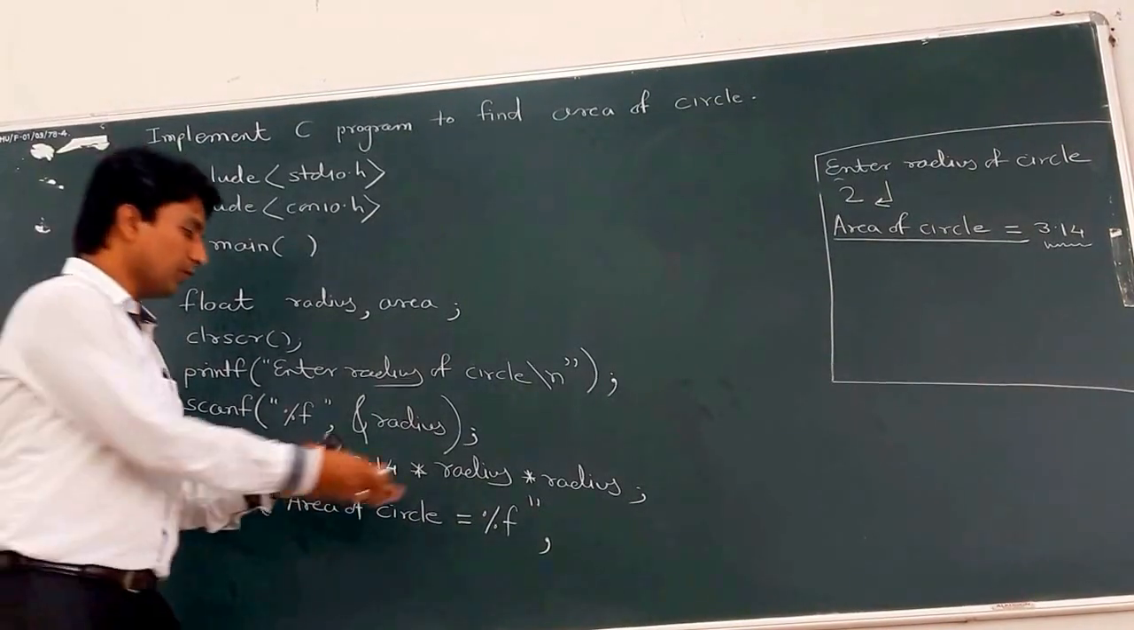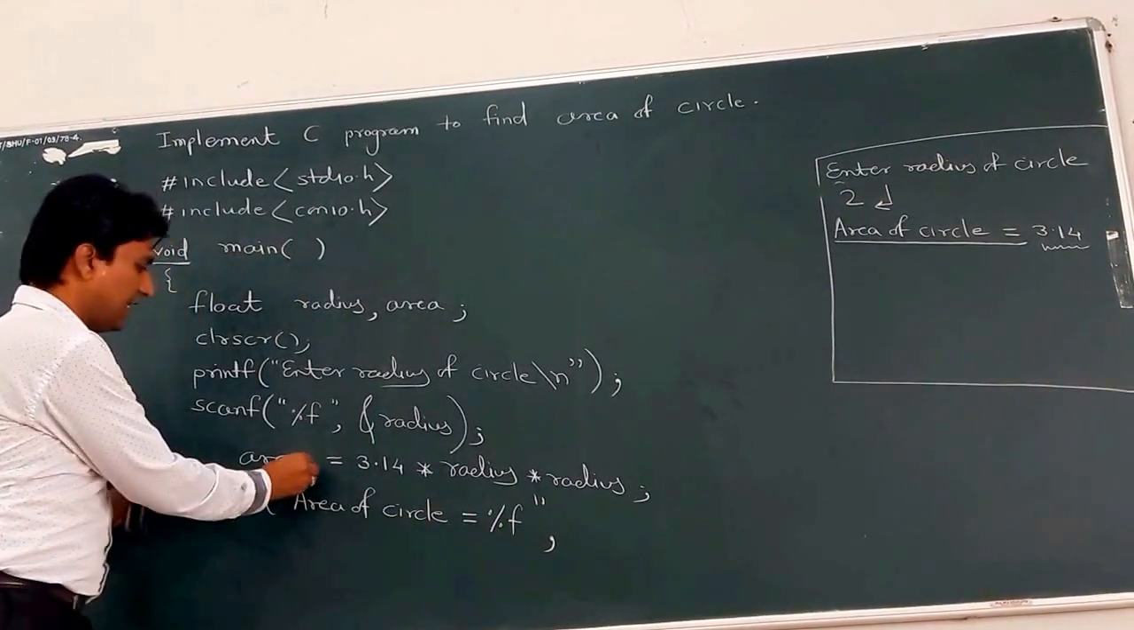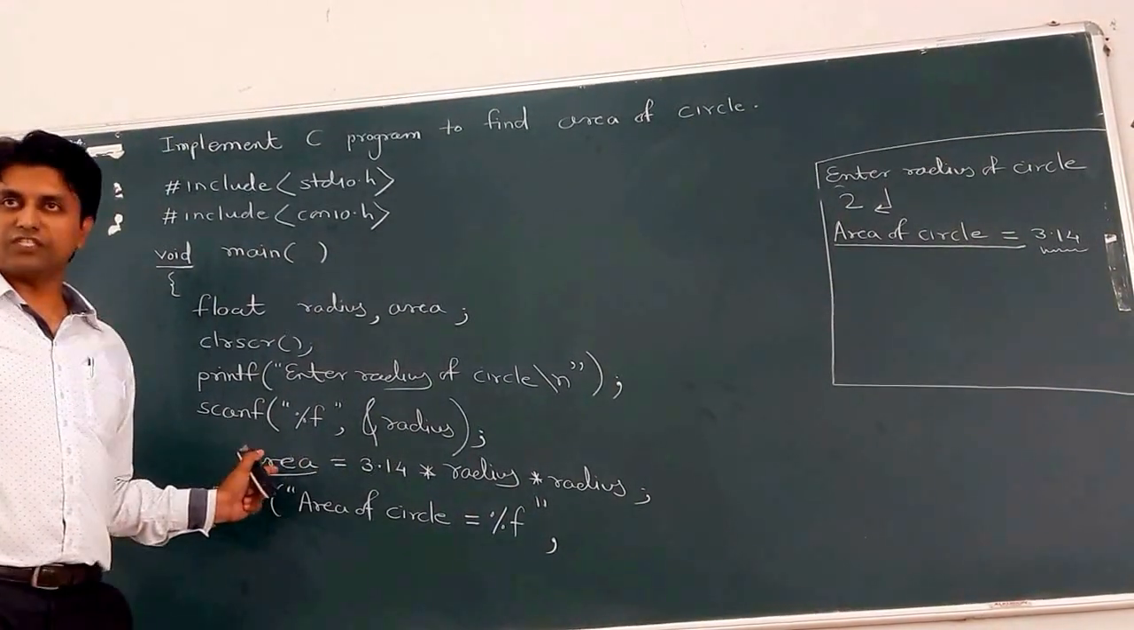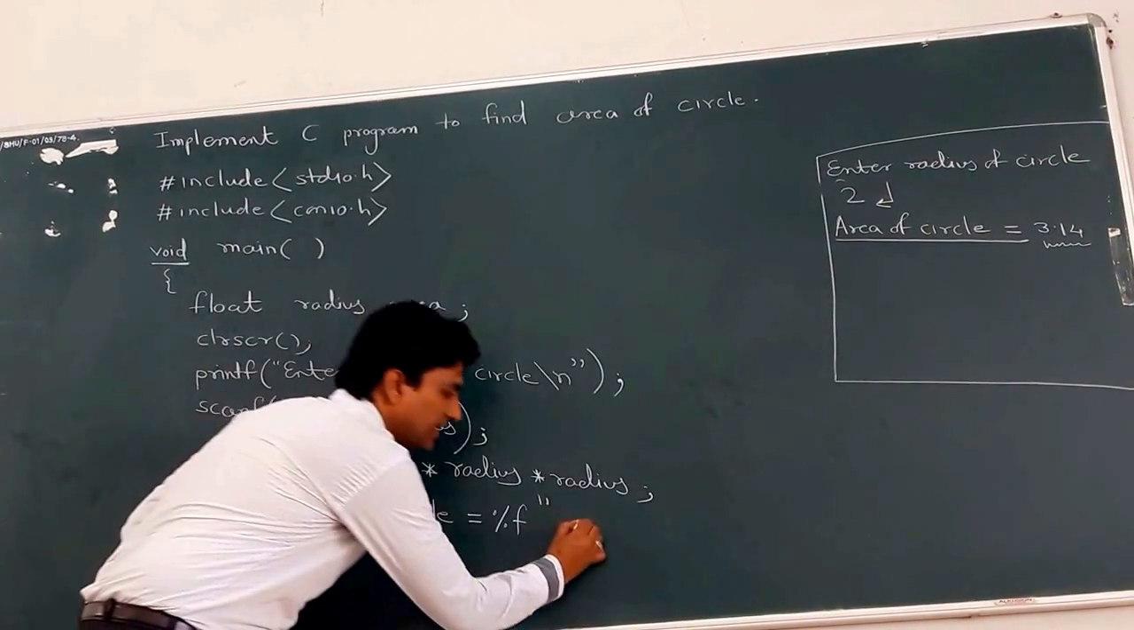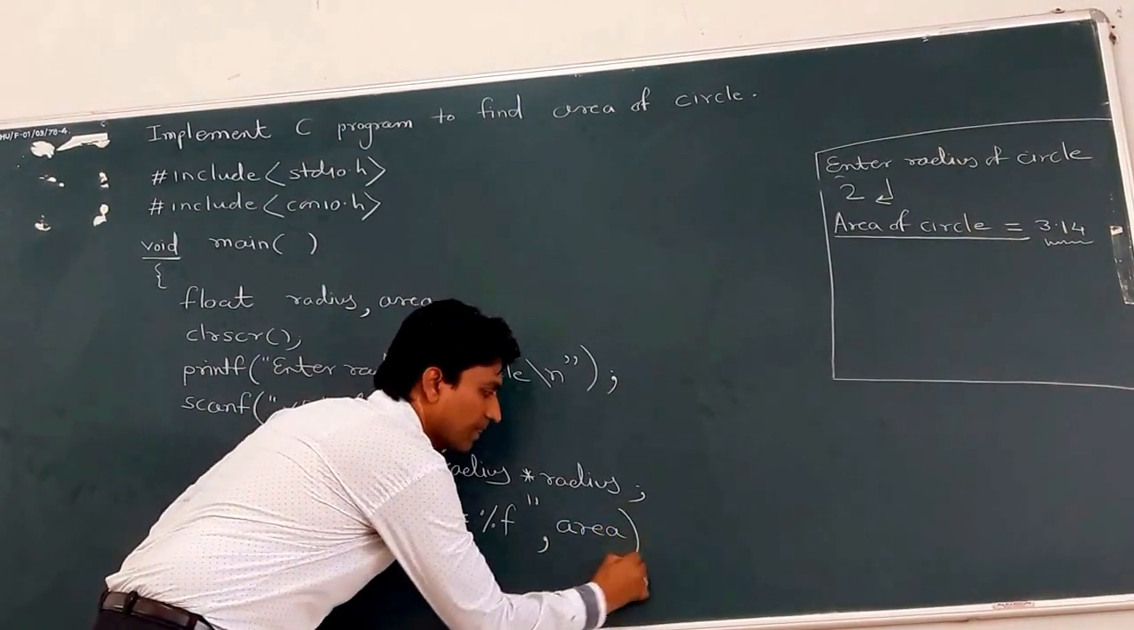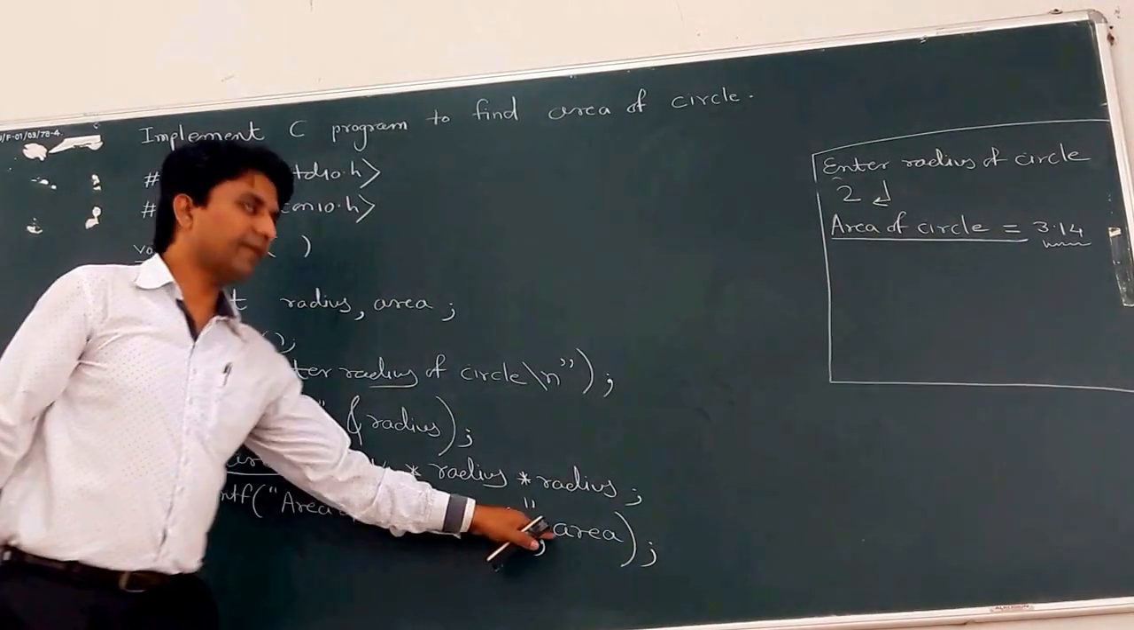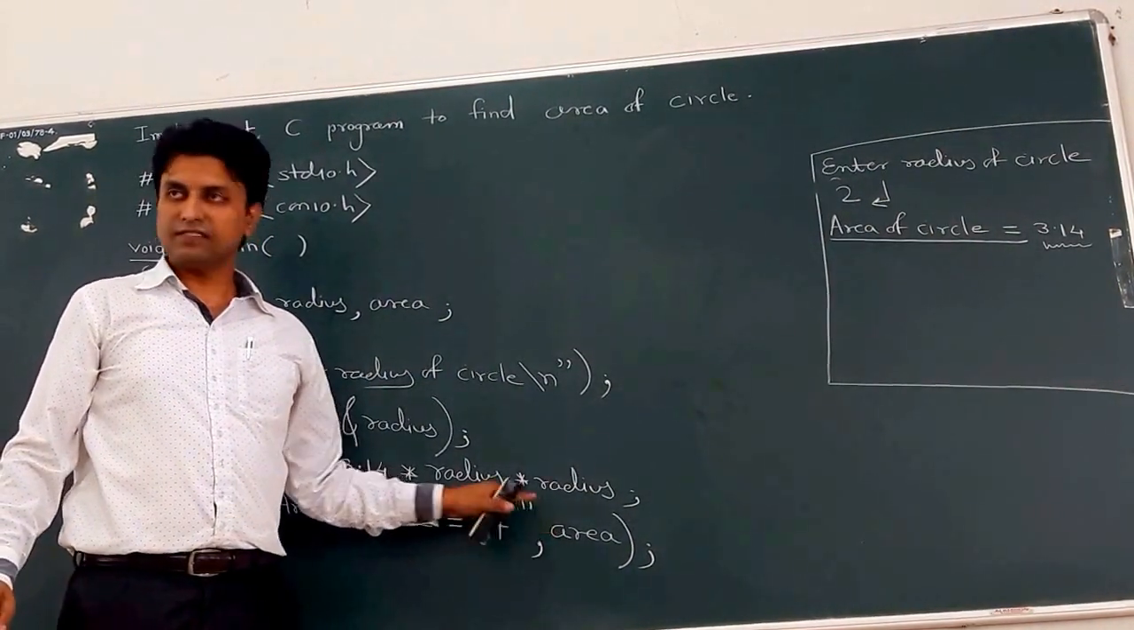So which value do we want to print instead of percentage %f? Area, the value which is stored in the area variable. So write comma area and semicolon. Don't write ampersand. Clear? This is the syntax.